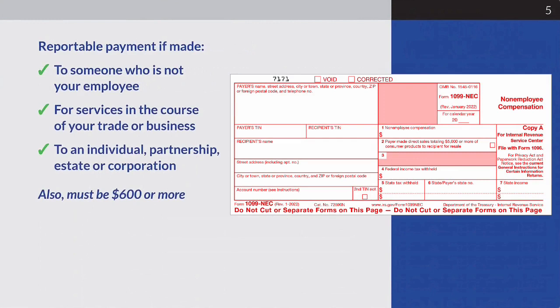According to the IRS, if the following four conditions are met, you must generally report a payment as non-employee compensation. 1. It is made to someone that is not your employee. 2. It is made for services in the course of your trade or business. 3. It was made to an individual, partnership, estate, or in some cases a corporation. And finally, 4. The payment was $600 or more for the calendar year.